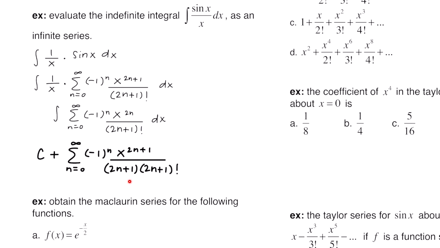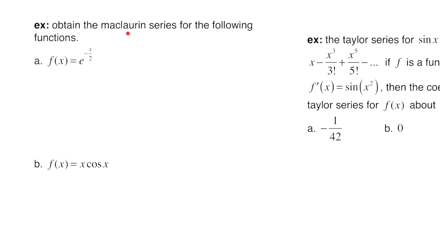And here's our final answer. This example says obtain the Maclaurin series for the following functions. Part A, it says f of x equals e to the negative x over 2. All right, so I want to point out we're not going to fill out the whole chart because right here we have e to a power. It's a composition of functions, so what we can do is take the Maclaurin series formula for e to the x, and then instead of x, we're going to substitute negative x over 2.